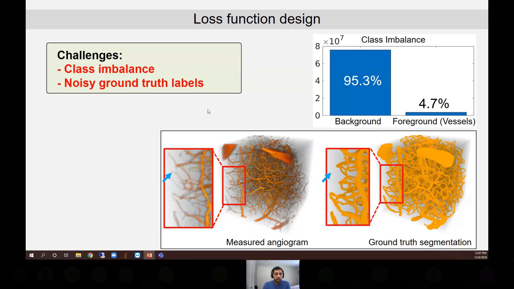Another challenge that we faced is that the ground truth labels that we had were extremely noisy. Even if it was a person who manually annotated each of these blood vessels, the process is prone to human error. So we have ground truth segmentations which have errors, so they're not exactly 100% accurate. So how do we account for the noisy ground truth? That is something that we did in the loss function design.